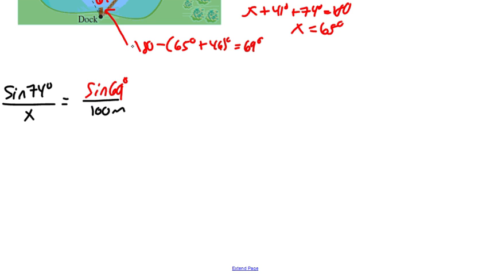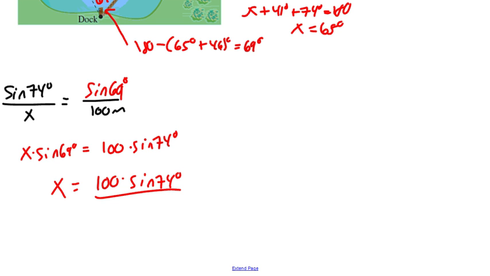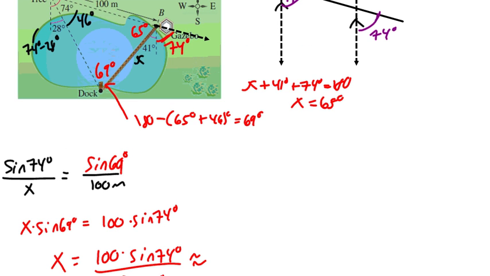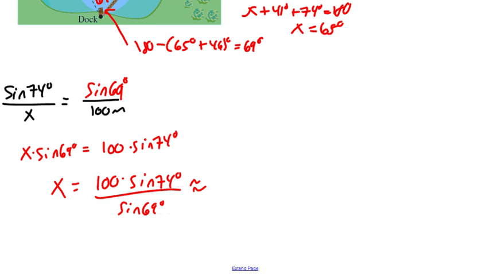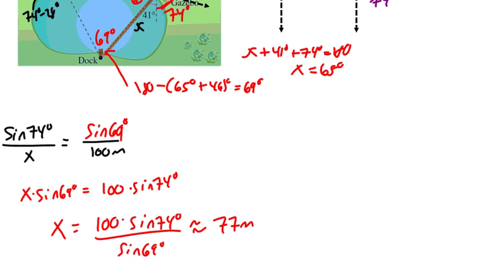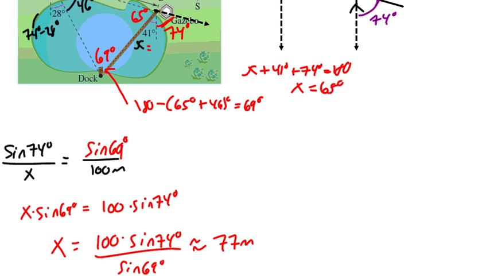So I cross multiply. That means I get x times sine of 69 degrees equals 100 times sine of 74 degrees. That means I'm going to divide by sine of 69. So x equals precisely 100 times sine of 74 degrees all over sine of 69 degrees. But that means my answer, approximately, because we're going to round now to a nice number since we're finding a length of a side, will be 77 meters. So that's exactly what we were trying to find. x right here is 77 meters. That's how long the dock is going to be.